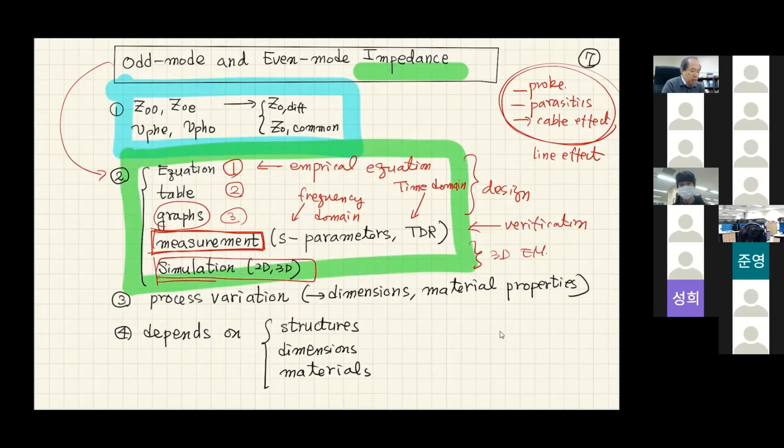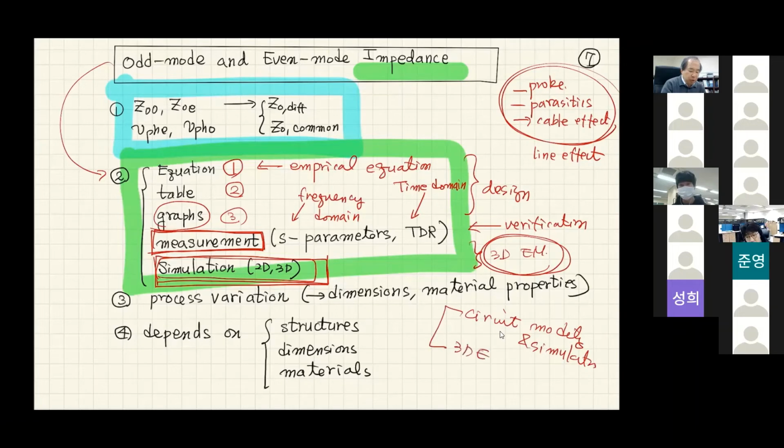I think the most conventional way to obtain this impedance and propagation is the 3D EM simulation. So if you want to be a good I/O circuit designer or signal integrity designer, you should be able to do the circuit modeling and simulations. But in addition to that, you should be able to do 3D EM simulations. From the 3D EM simulations, you can obtain the model parameters, and these parameters will be injected into the circuit simulation to simulate the time domain waveform.